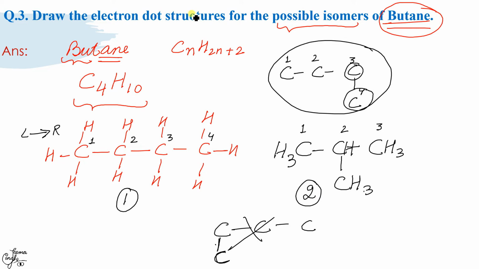So draw the electron dot structures for the possible isomers of butane. I am sure you can convert them into dots now. You can obviously convert into dots and crosses and write down the electron dot structure of the possible isomers. If in exam it's asked how many isomers are there, you don't have to draw, just draw in rough the skeleton and then write down 2 possible isomers. Let's move to the next question.